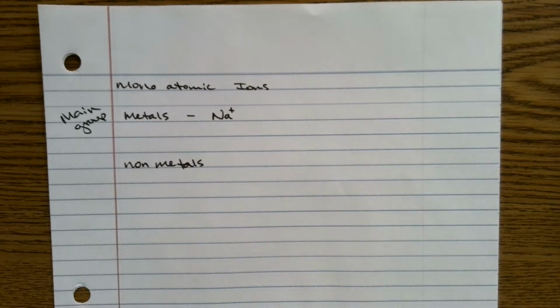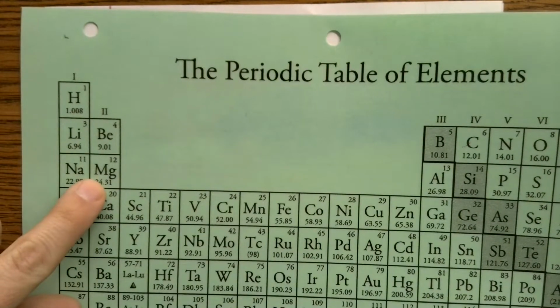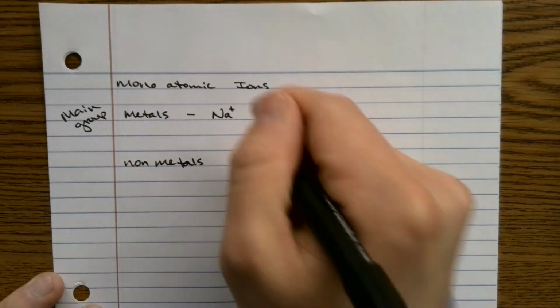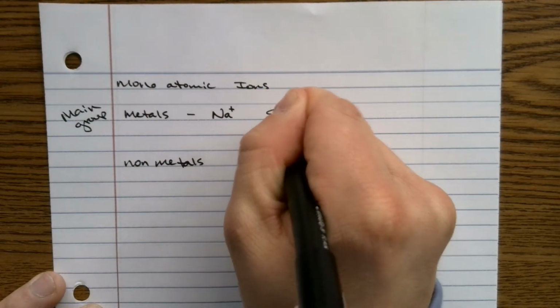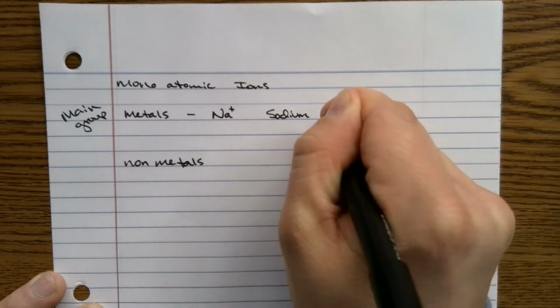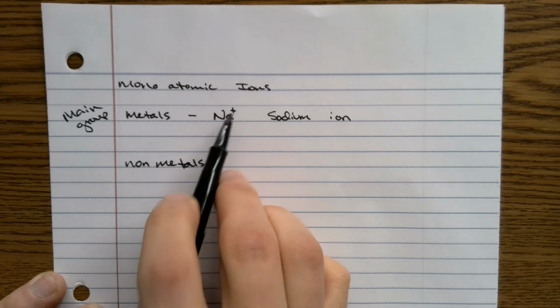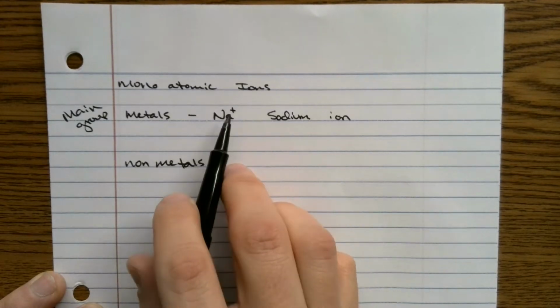And we know this because sodium belongs to group 1. Magnesium belongs to group 2 and will give 2 electrons. Aluminum will give 3, etc. So when we write this, we're going to write the name of the metal, sodium, and then we're going to write the word ion at the end. So I pronounce this as sodium ion. It's pretty straightforward. You just look at it and say sodium ion.